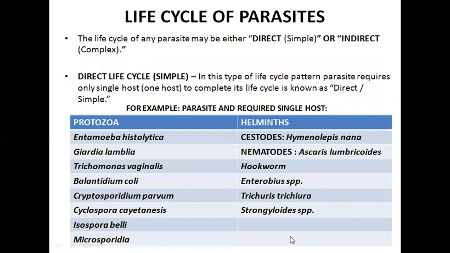Coming to the life cycle of parasites, the life cycle of any parasite may be either direct or indirect. A direct life cycle is also called a simple life cycle, and in this type of life cycle, only one single host is required for completion of the life cycle. For example, we have Entamoeba histolytica, Giardia lamblia, then we have helminths like H. nana and Ascaris lumbricoides, which require only one single host for completing their life cycles.